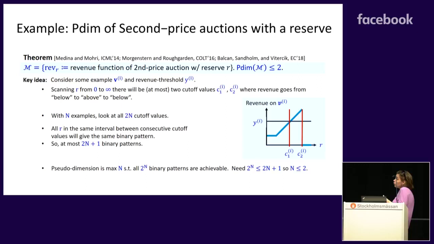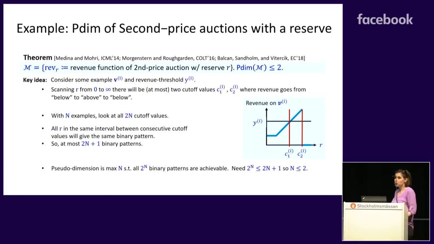Okay, but now, recall that the pseudo-dimension of a class of functions is just the cardinality of the largest set for which all 2 to the n binary patterns are achievable. And so if I want to compute the pseudo-dimension, I need to find the largest value of n for which 2 to the n is upper bounded by 2n plus 1, because I just argued that given n samples, at most 2n plus 1 binary patterns are achievable. And when I solve this little inequality, I can show that n is at most 2.